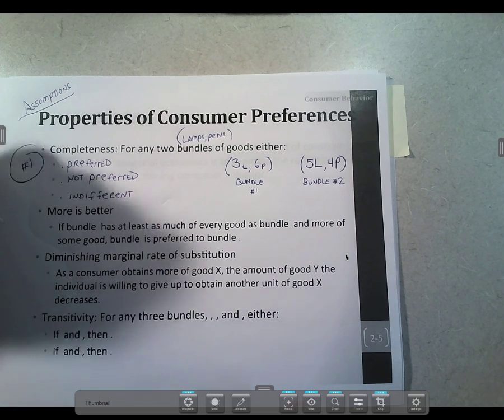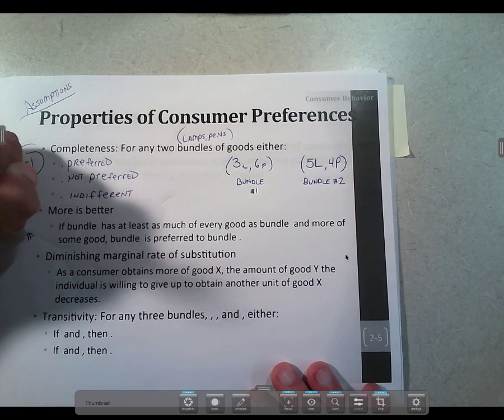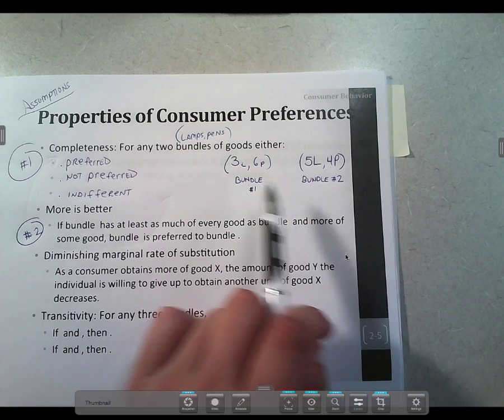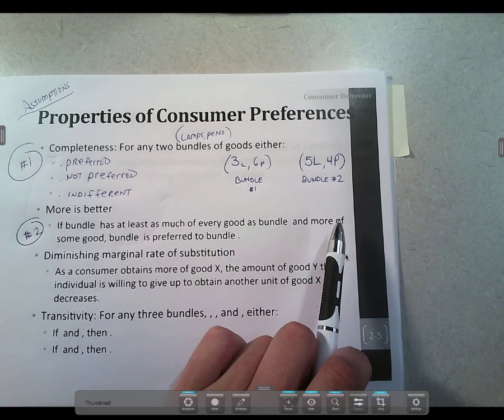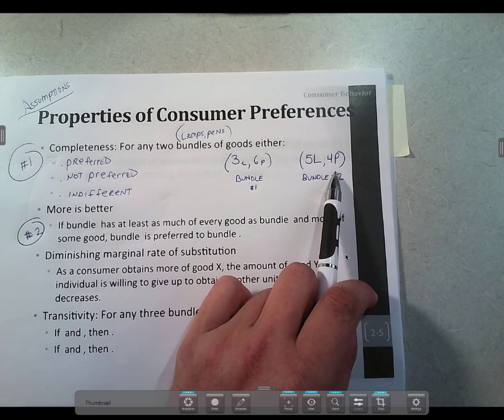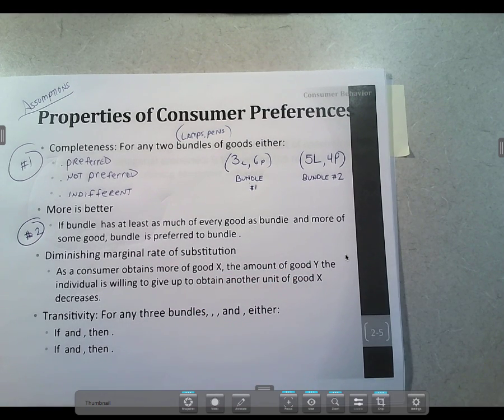The second property is that more is always better. Now you'll notice here I picked these numbers a little bit mysteriously. I had more of one and less of the other, so that there was no clear-cut way of saying that bundle 1 had to be preferred to bundle 2.